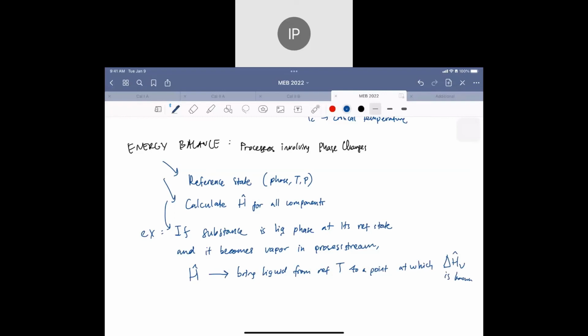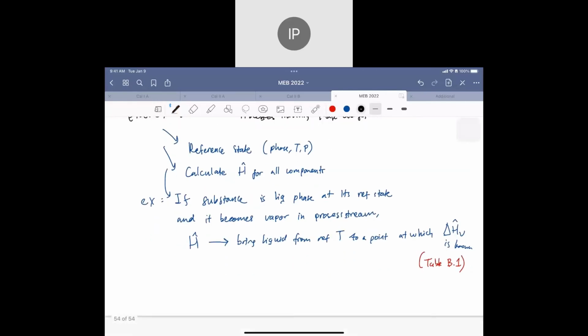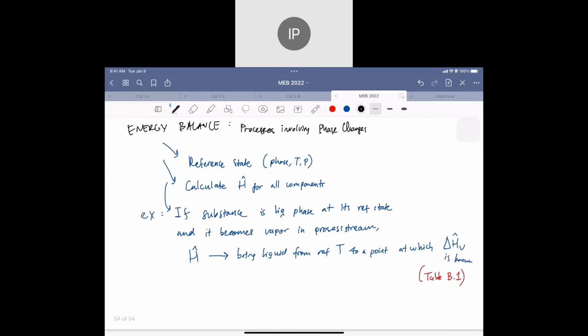Okay? So we need to correlate this with table B1. Whenever you have some phase change, you could just look at table B1 and see the temperature for the phase change, and you construct your path that way. Another way is still possible, but according to the availability of the data, taking the direction where the data is available is really better.